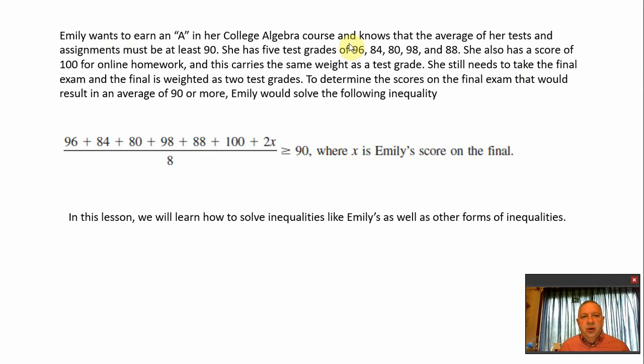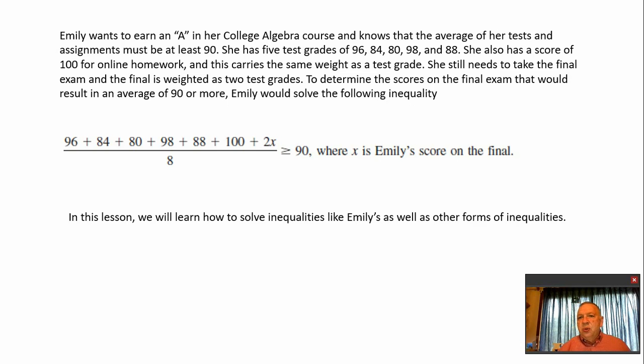So Emily wants to earn an A in her college algebra course and knows that the average of her tests and assignments must be at least 90 for her A. She has 5 test grades of 96, 84, 80, 98, and 88. She also has a score of 100 for her online homework, and this carries the same weight as a test grade. She still needs to take the final exam, and the final is weighted as 2 test grades.